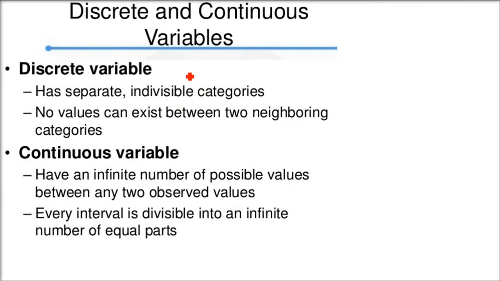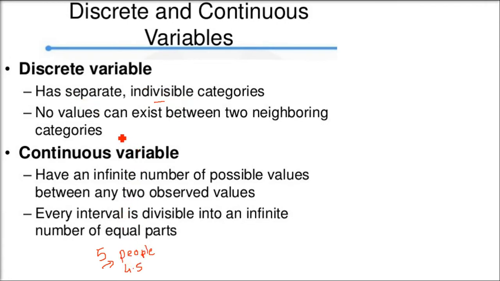In order to understand discrete and continuous functions and graphs, you need to understand discrete and continuous variables. Let me start with an example. In your family, in your house, there are 5 people. You cannot have 4.5 people. Can you say, I have 4.25 members? These values or variables are discrete. They have separate, indivisible categories.